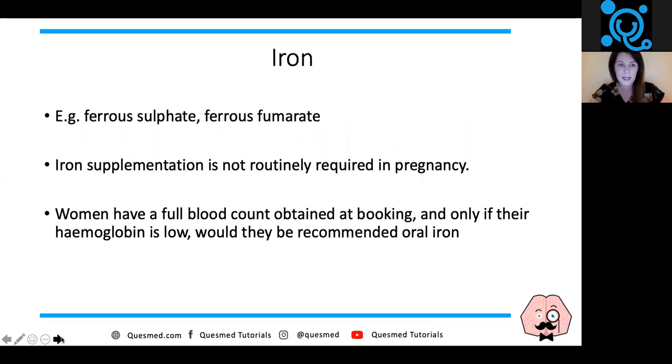A wee note about iron. This usually comes as ferrous sulfate or ferrous fumarate. Iron supplementation is not routinely required in pregnancy. Women have a full blood count obtained at their booking appointment, and only if their haemoglobin is low would it be recommended to take oral iron.